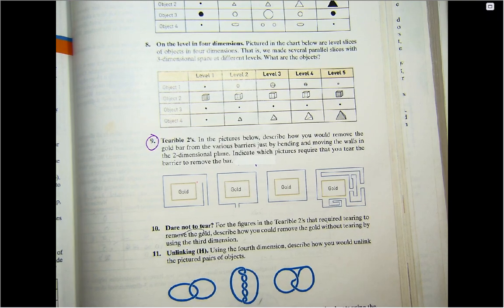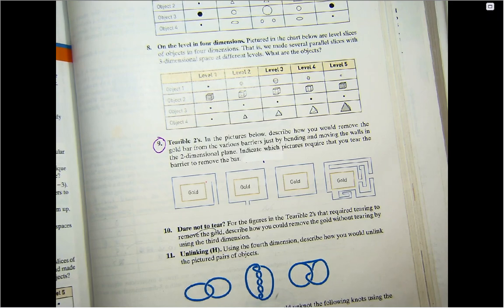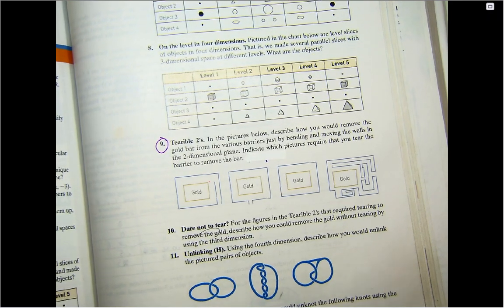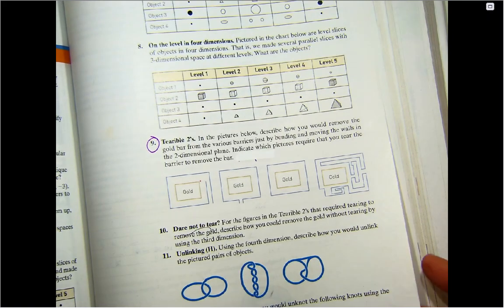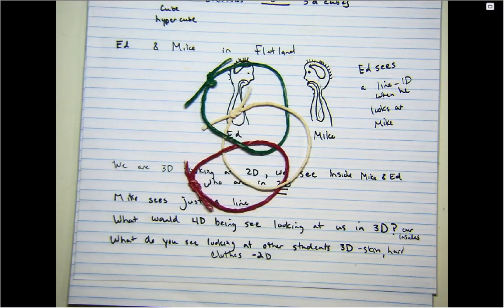Using the 4th dimension, describe how you would unlink the pictured pairs of objects. So we'll go ahead and draw. The first one's easiest to draw, so we'll draw the first one. On your quiz, you'll have a problem like this, or maybe I'll use these drawings on the next page. Okay. So let's go ahead and write that problem down.